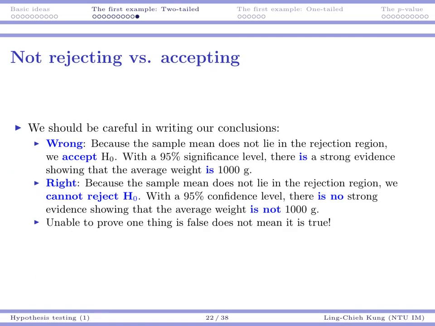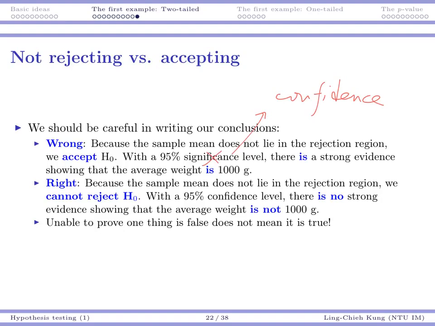Lastly, let me emphasize again and again that these two statements are different. The wrong statement that many people would write when they first study hypothesis testing is that because the sample mean does not lie in the rejection region, we accept H0 with a 95% confidence. With a 95% confidence level, there is a strong evidence showing that the average rate is 1000. We actually do not have any evidence showing that the average weight is a certain number.